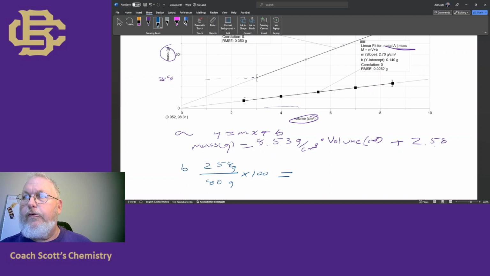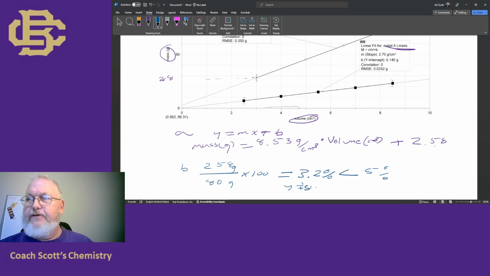So I got 3.23%. All right, that tells me a whole lot, actually. 3.2%, we'll keep it to 2 sig figs. So if it's less than 5%, which it is, then the line's pretty good. Your y-intercept is insignificant.